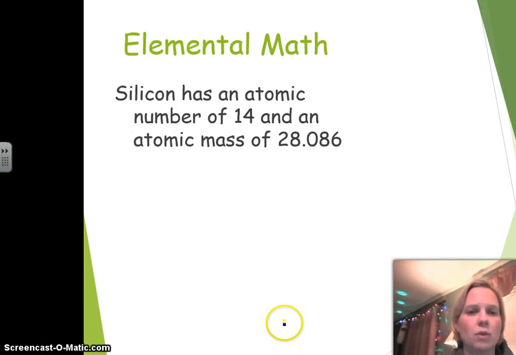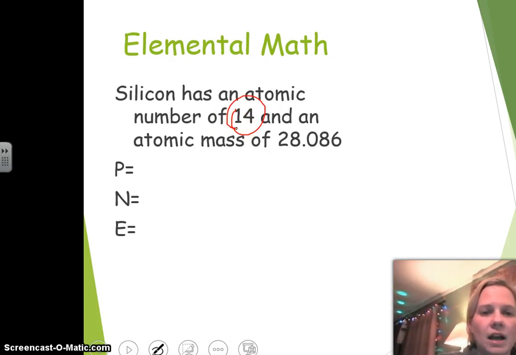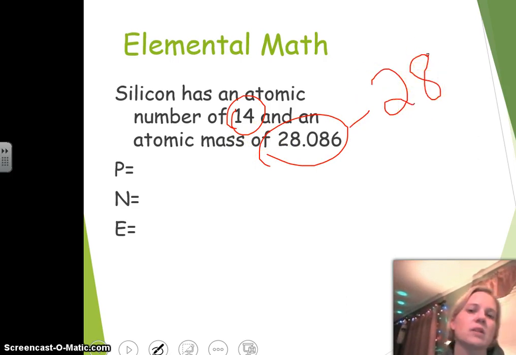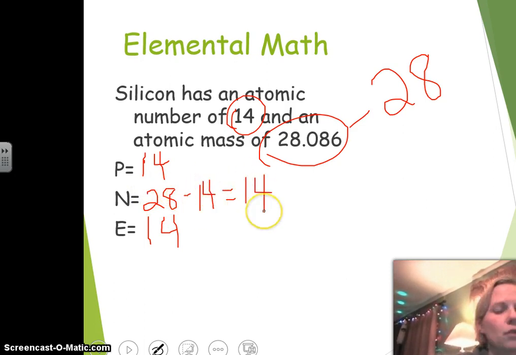Now let's do some elemental math. We're going to calculate these for ourselves. We've got silicon, which has an atomic number of 14, and it has an atomic mass of 28.086. I want to make that number 28 because it makes life a lot easier. That's what you're going to do. Proton number is my atomic number, so it's 14. Remember, proton and electron are the same, so it will be 14. Neutron is mass minus atomic number, which is 14.